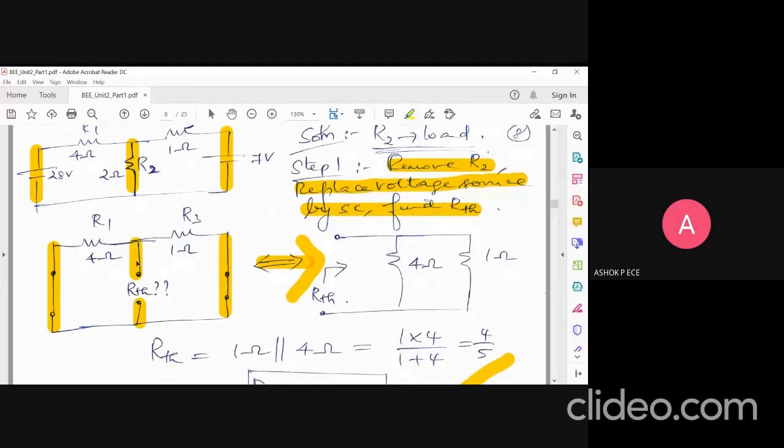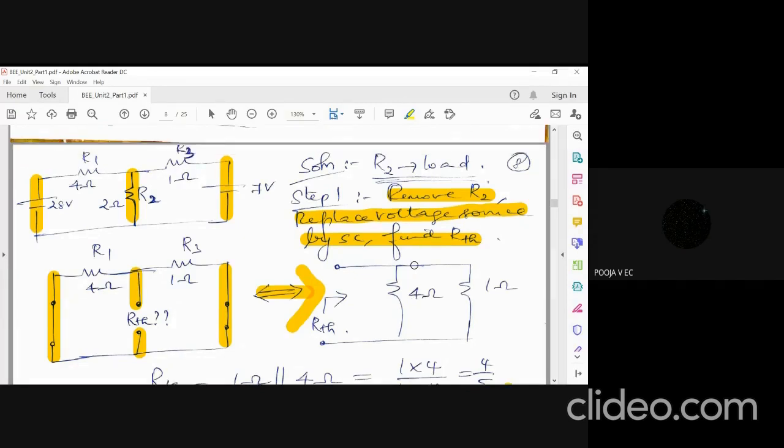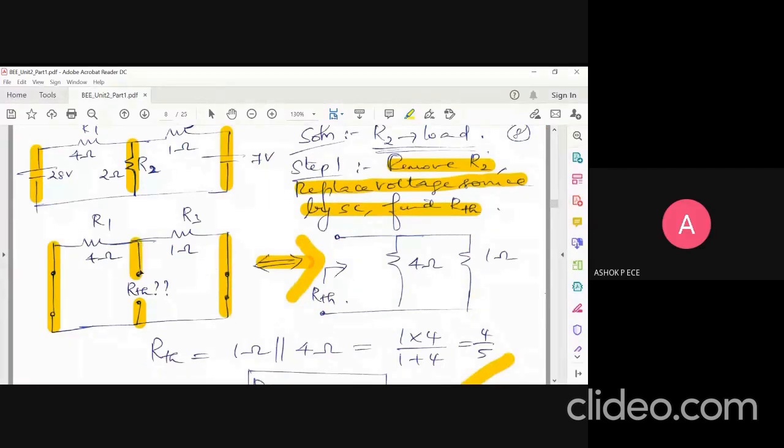Sir, doubt. Yes, sir. If RTH is removed, why can't we consider R1 and R3 in series, sir? See, that is what I am measuring. I want to find RTH across the open terminal. Across this terminal, you have to see how R1 and R3 are connected.